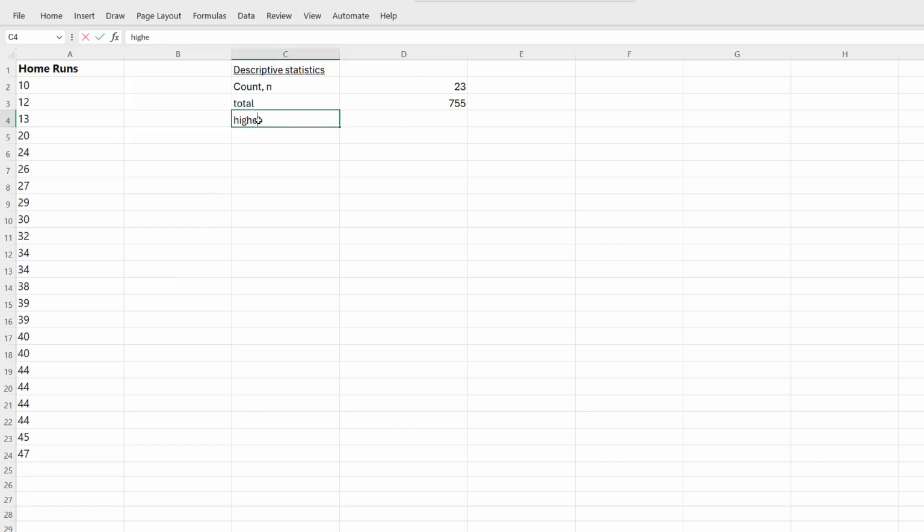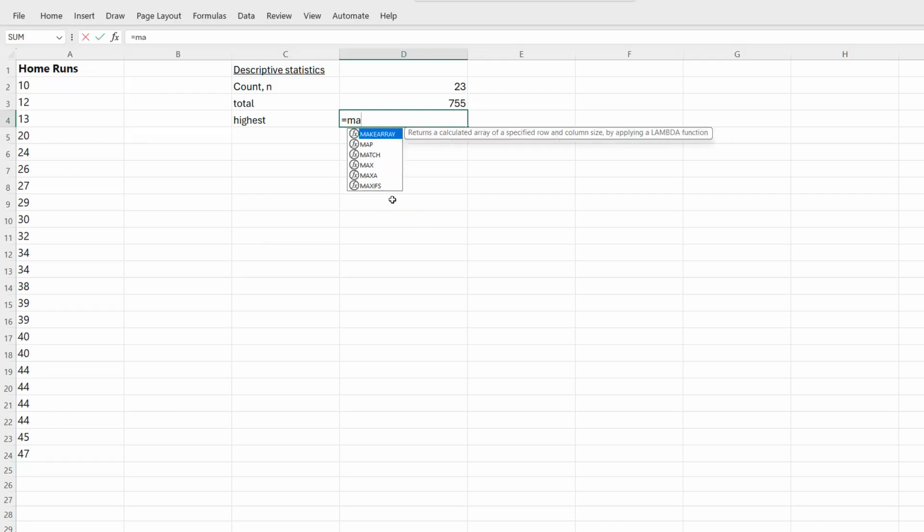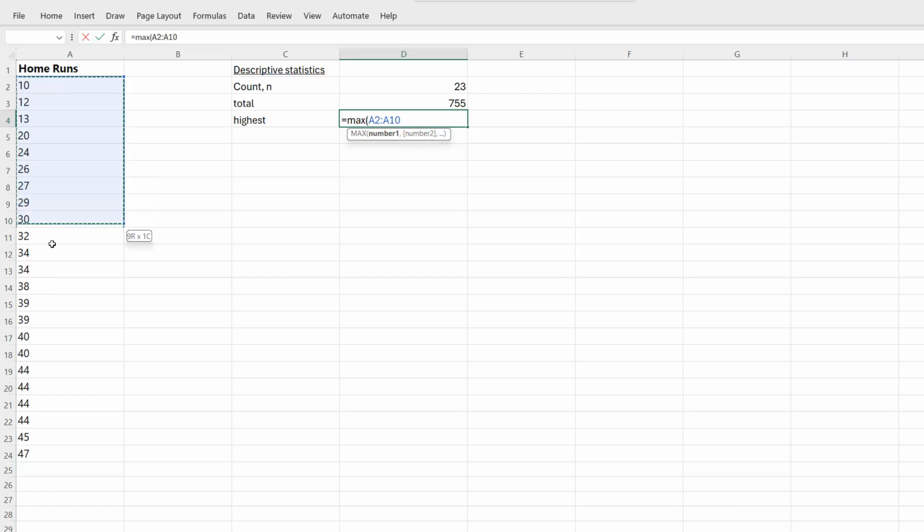Highest. Now, we can read the highest, it's 47, but imagine if your data set was 300 million pieces of data. You need some computer to search for it. There's a function in Excel. Max. For maximum. Now we know the answer should be 47. Let's hope it's right.